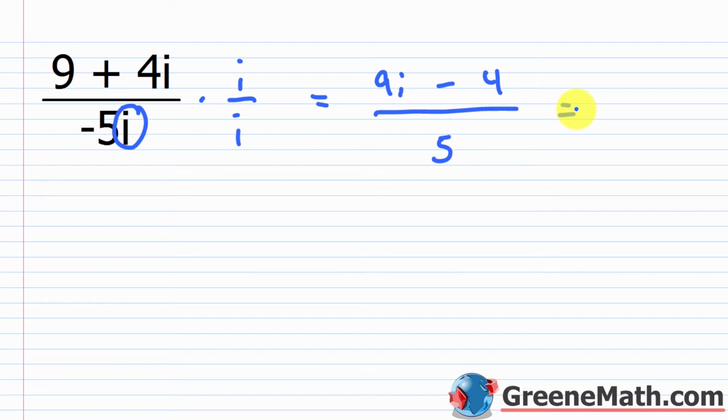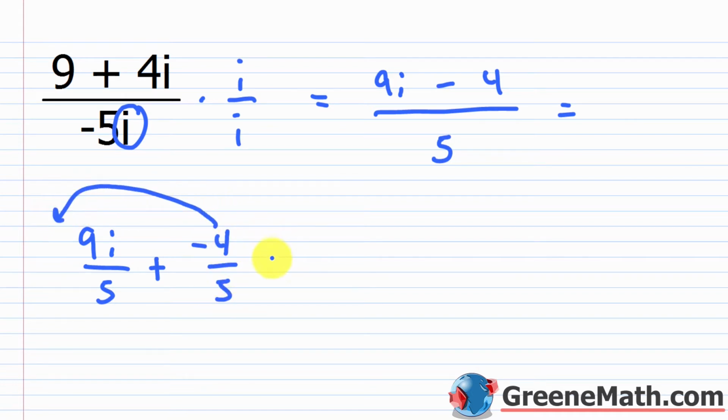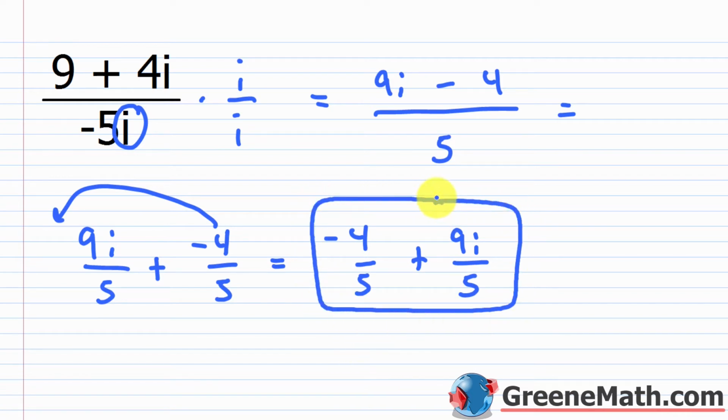If you wanted to, for the sake of writing this in standard form, you could reorder this. First, you could break it up as 9i over 5, then plus negative 4 over 5. And then you want the real part out in front. So you would go ahead and say this is negative 4/5, that real number, then plus your imaginary part, which is going to be the 9i over 5. So again, if you wanted to write this in standard form, you would want to break it up like this. You've got your real part of negative 4/5 plus your imaginary part of 9/5 times i.